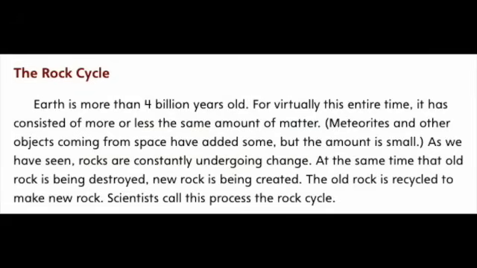The rock cycle. Earth is more than 4 billion years old. For virtually this entire time, it has consisted of more or less the same amount of matter. Meteorites and other objects coming from space have added some, but the amount is small. As we have seen, rocks are constantly undergoing change. At the same time that old rock is being destroyed, new rock is being created. The old rock is recycled to make new rock. Scientists call this process the rock cycle.